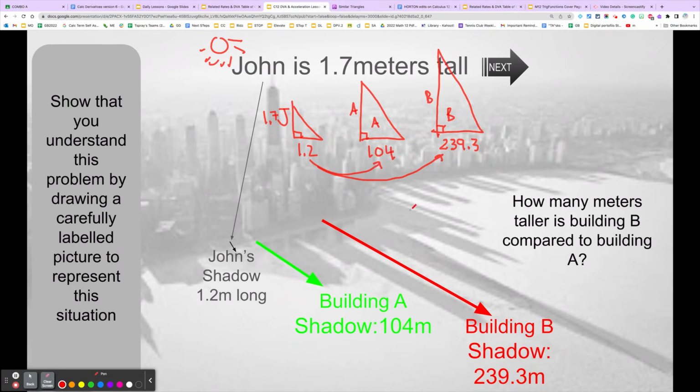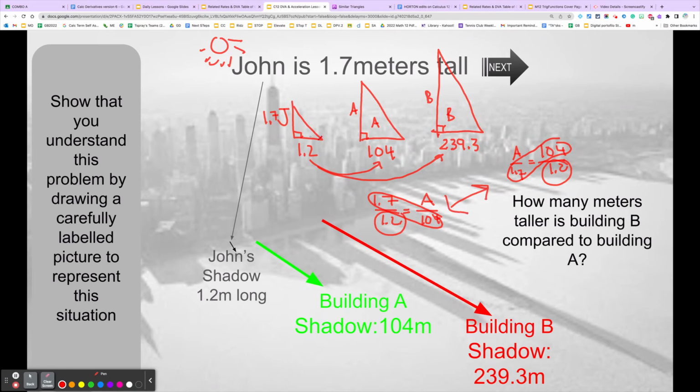So there are many strategies here, but one way would simply be 1.7 over 1.2 has to be the same as A over 104. Then we could cross multiply and divide by the 1.2 and figure out what A is. We could do the same with this one here. I could also go A over 1.7 has to be the same as 104 over 1.2. And notice that when I cross multiply and divide by the part that's left over, it's the same. So those are the same.